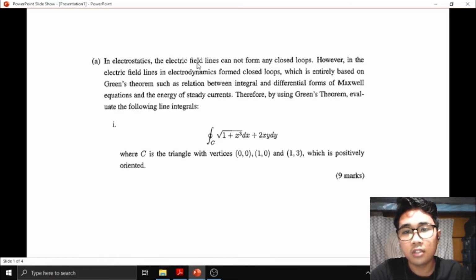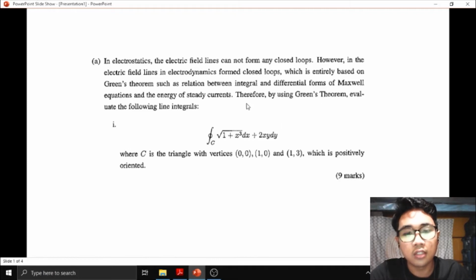In electrostatics, the electric field lines cannot form any closed loops. However, the electric field lines in electrodynamics form closed loops, which is entirely based on Green's theorem, such as the relation between integral and differential forms of Maxwell equations and energy of static currents. Therefore, by using Green's theorem, evaluate the following line integrals.